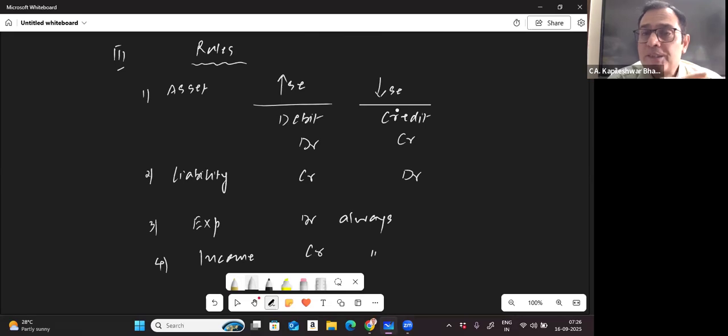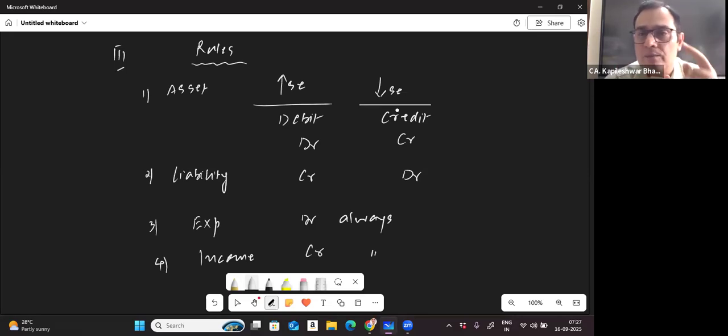So what I'm going to do is take some set of entries where we're going to apply all three steps in chronological order. And for those who are learning accounting for the first time, trust me, go step by step. You'll never ever go wrong. So the rules in step three: asset increase or decrease, debit, credit. Liabilities increase and decrease, credit, debit. Expense is always a debit, income is always a credit.